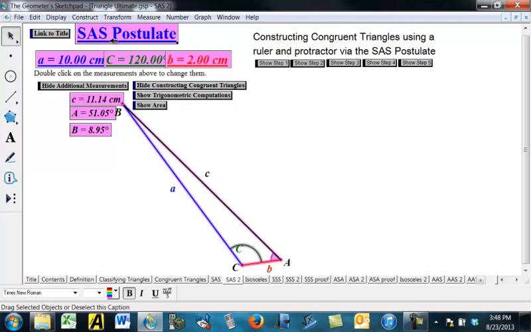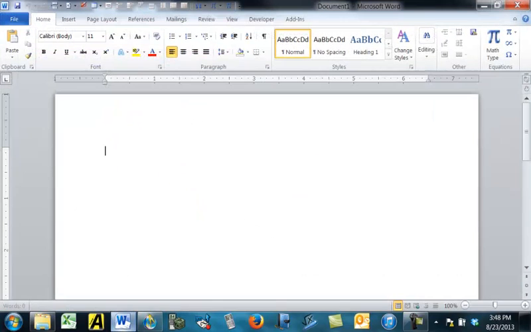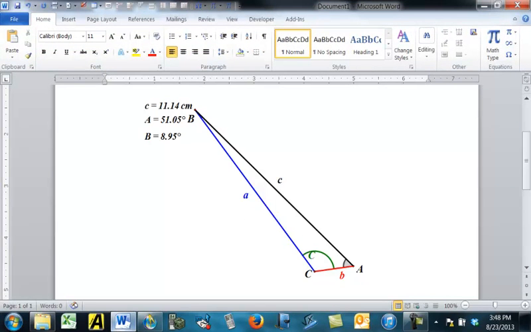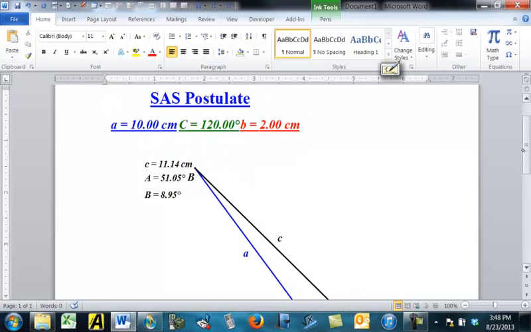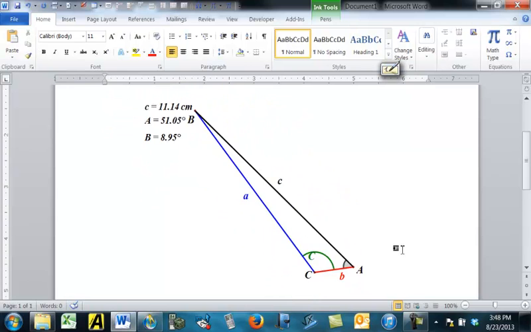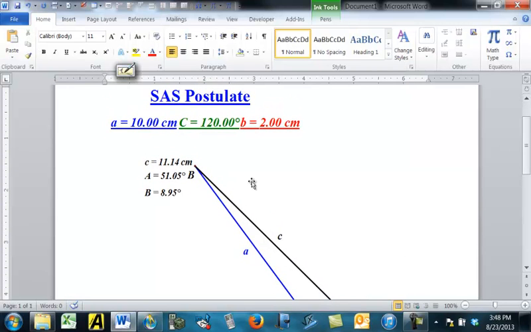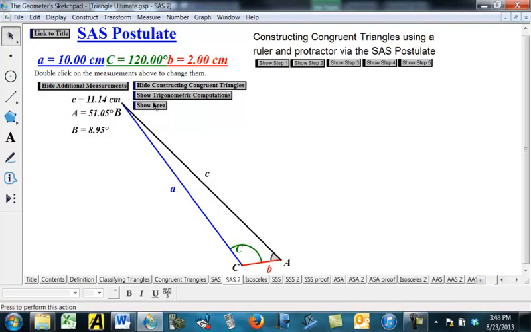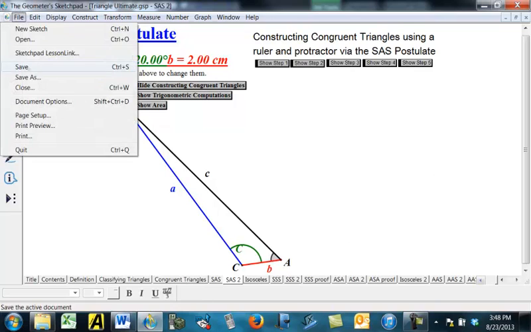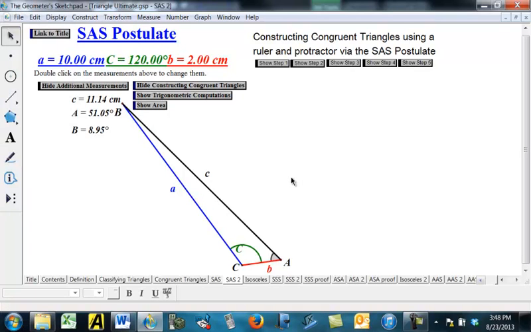Control C, go to your Word document, Control V. That's going to paste it where this actually really is 11.14 centimeters long and so forth. And the B is actually 2 centimeters. So if I were to print this out, it'll print out the actual measurements that it says here. Or you can print out this whole thing directly from Sketchpad by just saying File, Print.